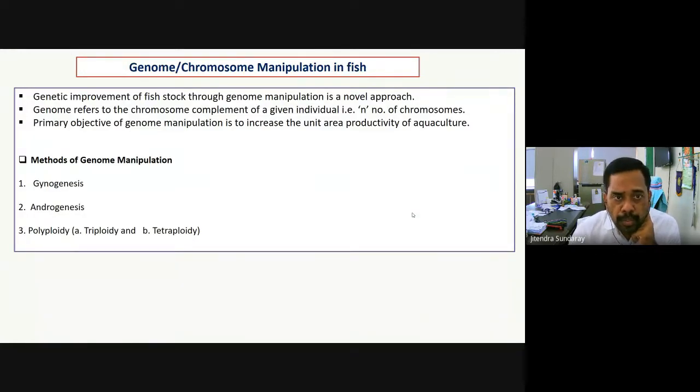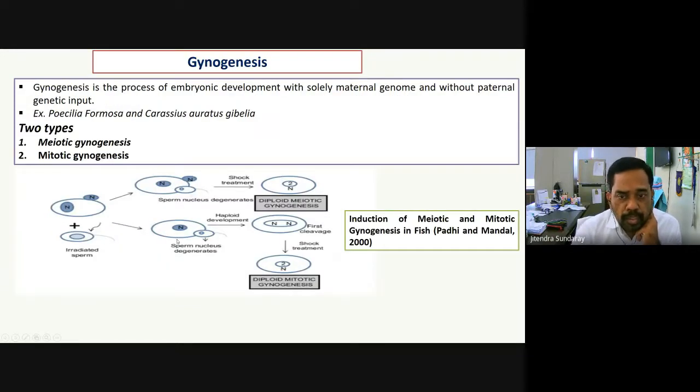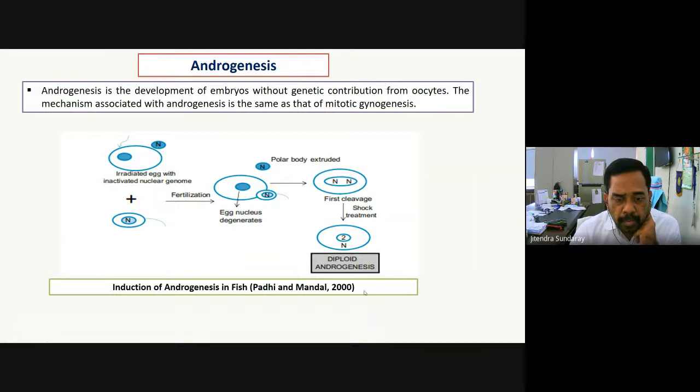How do you go for genome and chromosome manipulation of fish? One is gynogenesis, androgenesis, and polyploidy. Gynogenesis is more about developing a female-related population, and androgenesis a male-related one, while polyploidy gives a different number of chromosome sets, for example tetraploid. This is the induction of meiotic and mitotic gynogenesis in the pioneer model. In gynogenesis, the sperm nucleus is irradiated, followed by a cold or heat shock, and with diploid mitotic you get a gynogenetic individual. In androgenesis, in the same pioneer model, the egg is irradiated, the egg nucleus degenerates, the polar body is extruded, a shock is applied at first cleavage, and you get diploid androgenetic individuals.